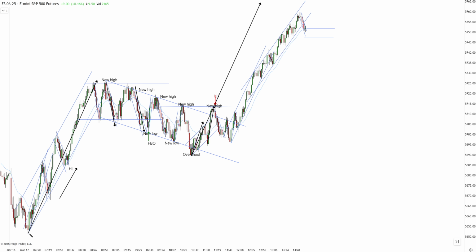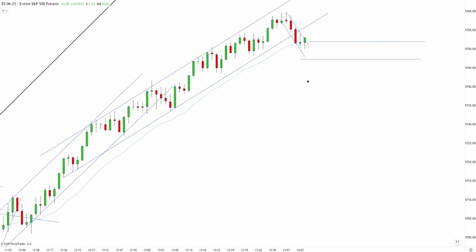This is not healthy structure because if you draw uptrend, this is super broad. As you can see, this is very broad, not enough information. So let's see what's going to happen.